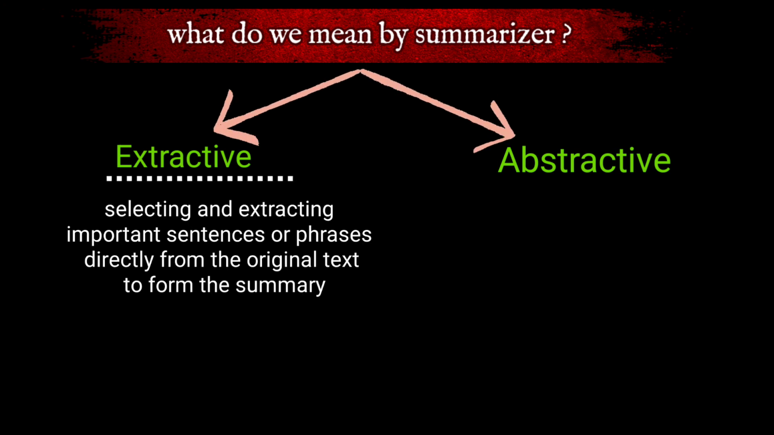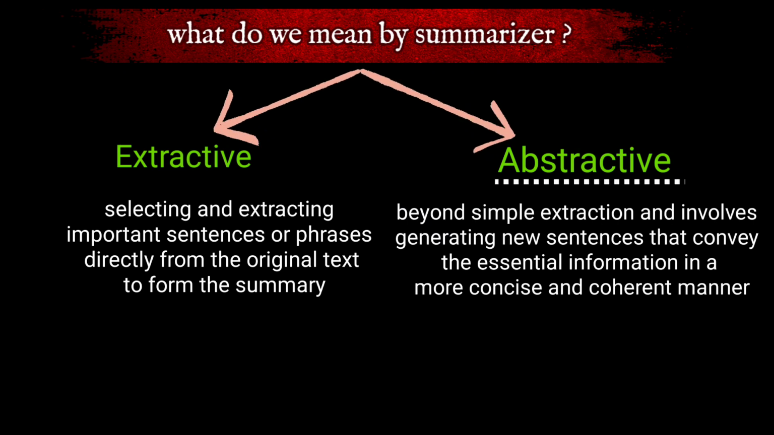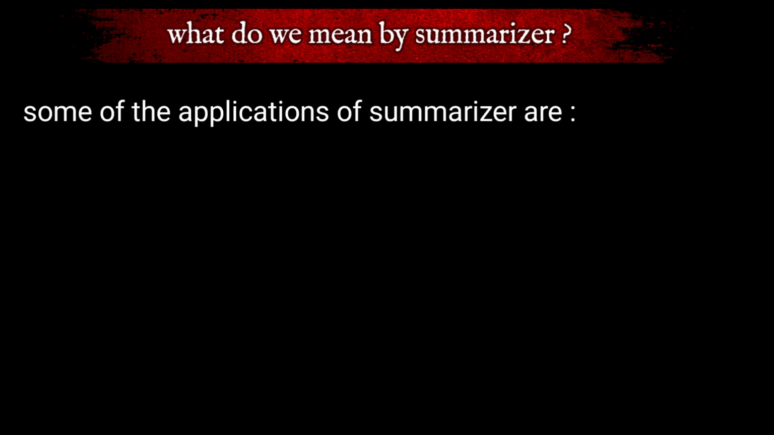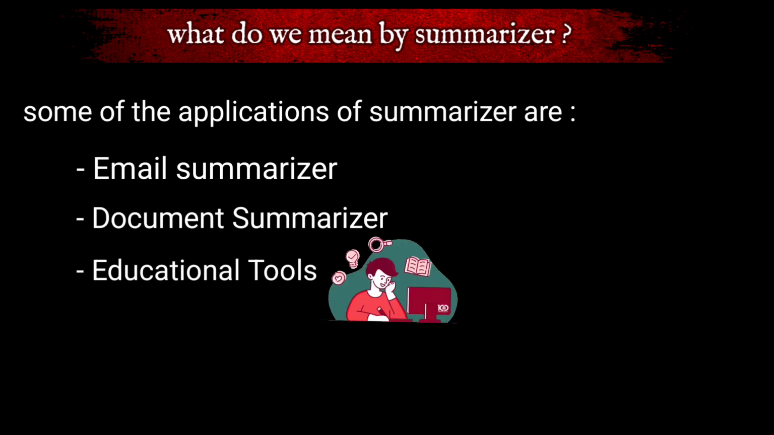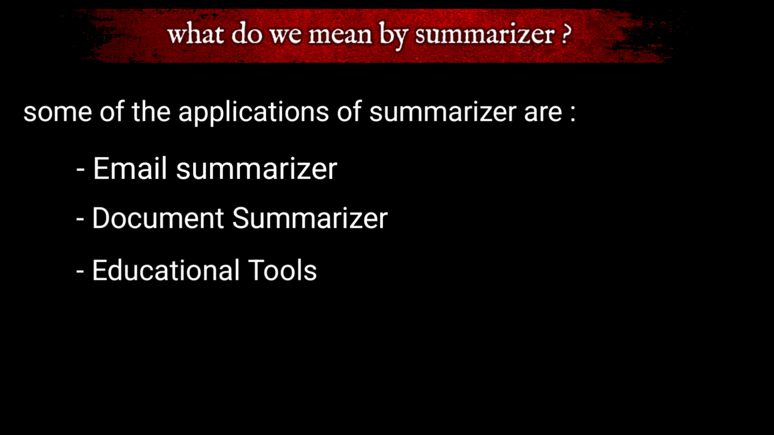There are different approaches to text summarization, including extractive summarization and abstractive summarization. Extractive summarization involves selecting and extracting important sentences or phrases directly from the original text to form the summary, whereas abstractive summarization goes beyond simple extraction and involves generating new sentences that convey the essential information in a more concise and coherent manner. Some of the applications of summarizers are email summarizer, document summarizer, educational tools, and many more. This is just a basic idea of a summarizer.